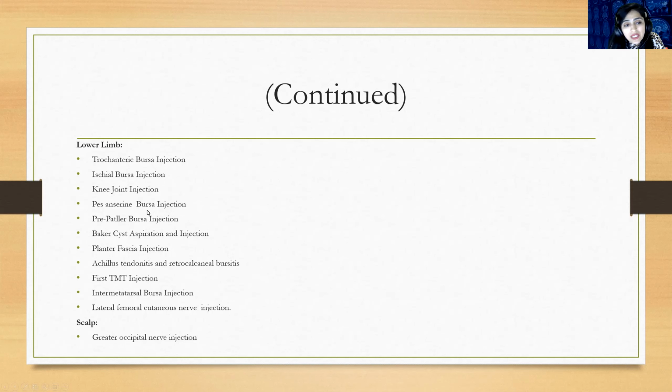And one of these is Pes Anserine bursa, present on the medial aspect of the knee, between the sartorius and semitendinosus and gracilis tendons. Then around the prepatellar bursa, it can be inflamed and we can inject into that bursa. And another thing, if the bursa is inflamed and there's a lot of fluid, we usually first aspirate the fluid and then we inject the steroids into that area. And another thing we can do around the knee joint is the Baker cyst aspiration and injection.